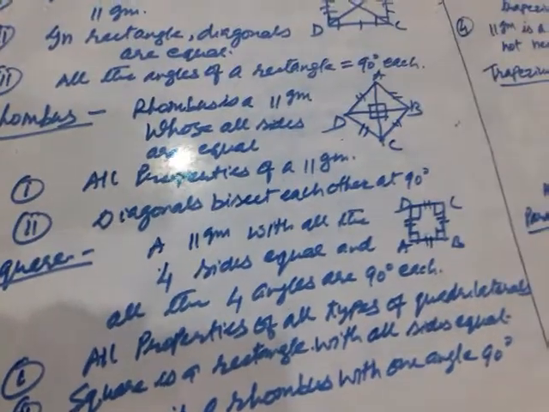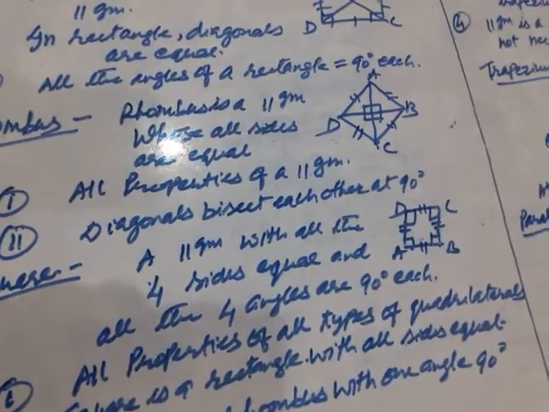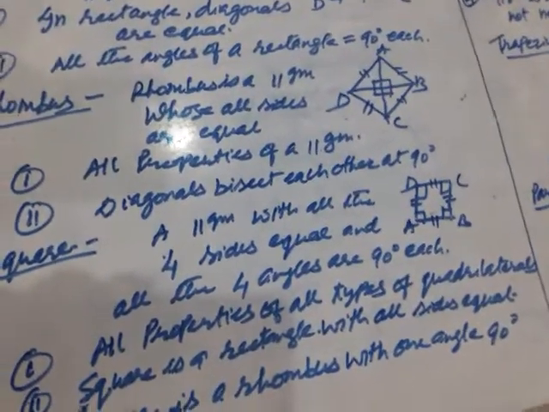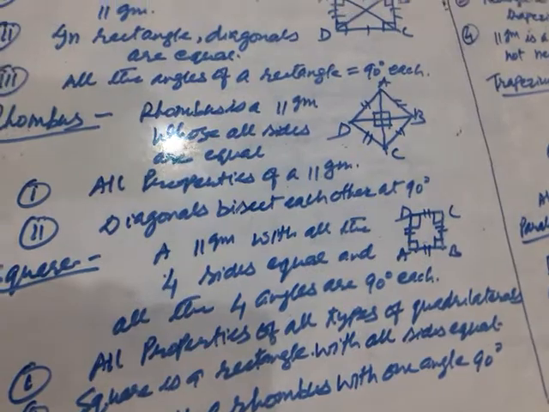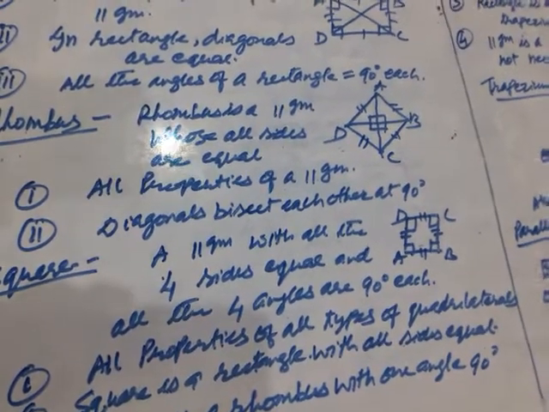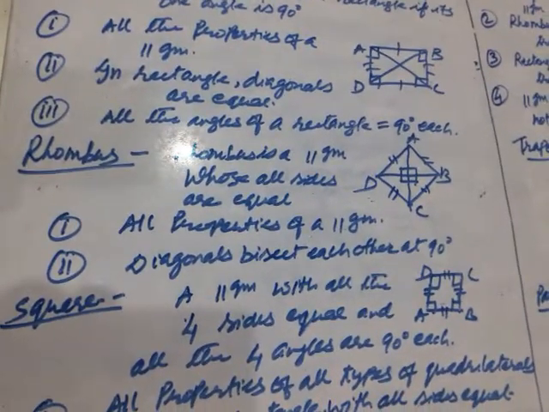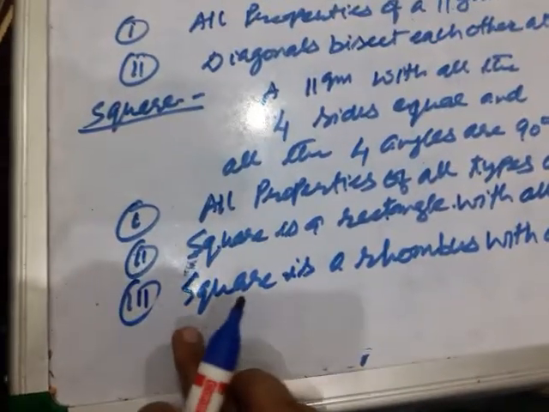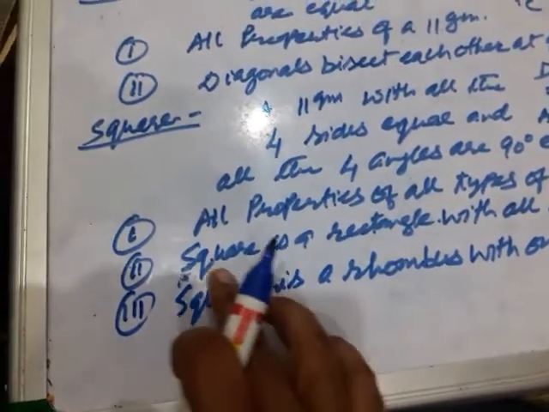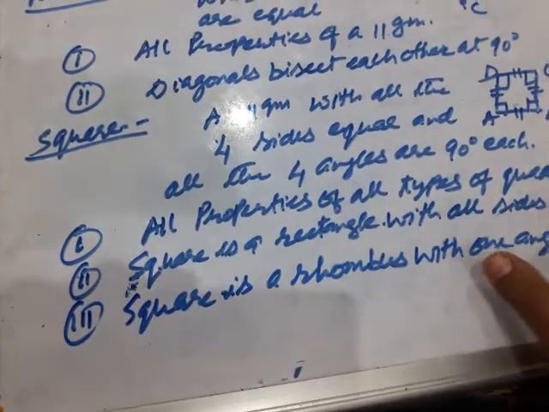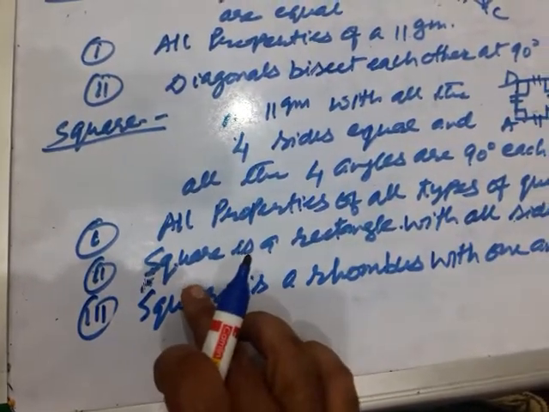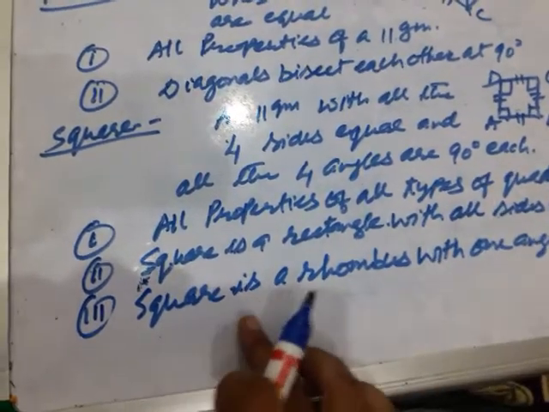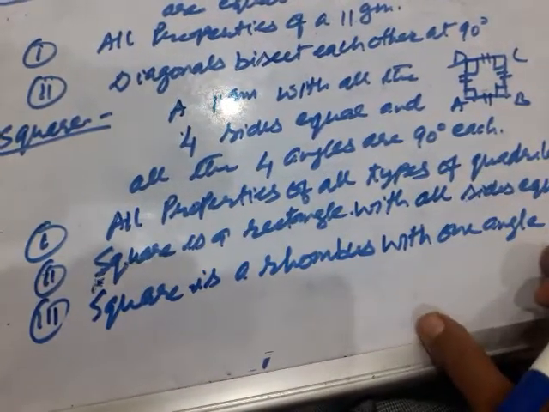Okay, children. So these are different kinds of quadrilaterals. Clear? We have seen square, rhombus, parallelogram, and trapezium. Now I hope all of you are following properly. These are the properties that hold for all types of quadrilateral. What is a square? Square is a rectangle with all sides equal. Square is a rhombus with one angle 90 degree.